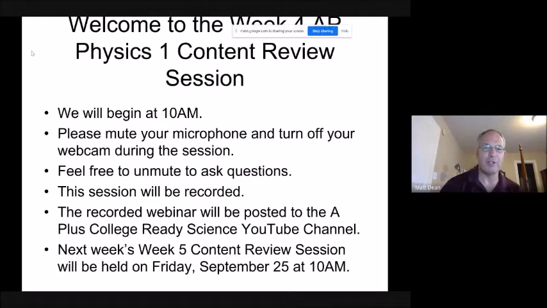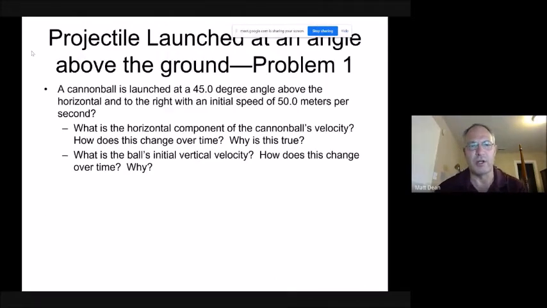Today, though, we're talking about projectiles mostly, and we're going to be looking at projectiles in 2 dimensions. So we're going to start off with the problem. Here's where we're going to start. We've got a projectile that's launched at an angle above the ground. It's a cannonball in this case. It's launched at a 45-degree angle above the horizontal and to the right. It starts off with an initial speed of 50 meters per second. And what we're asked first: what is the horizontal component of the cannonball's velocity? How does this change over time?